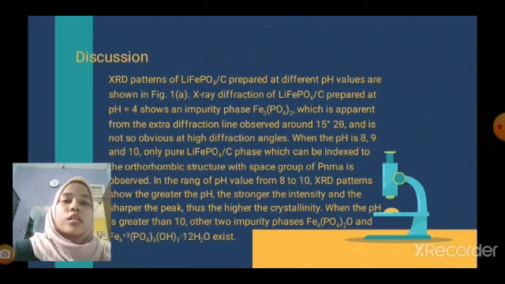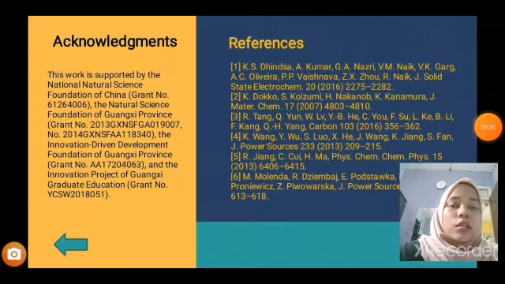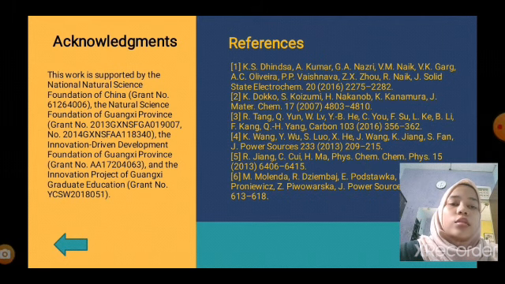Next is discussion. Discussion has a purpose to discuss the implication of the findings of the article. Next is acknowledgement. Acknowledgement has a purpose to recognize researchers who helped in the research, and then references. References has a purpose to recognize previously published work.